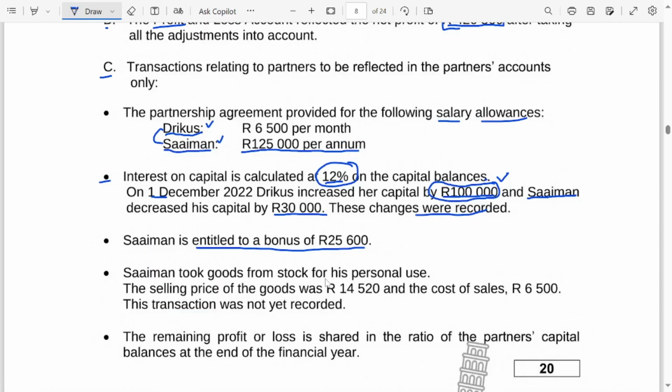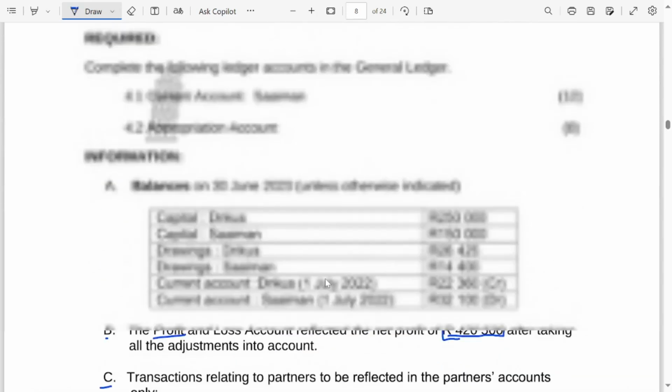Let's continue. And then they're saying, Simon took goods from stock for his personal use. The selling price of these goods was 14,520, and the cost of sales is 6,500. So when the partner is taking the goods for personal use, they take those goods at the cost price, not at the selling price, because they are not selling those goods. So they take them at the cost price.